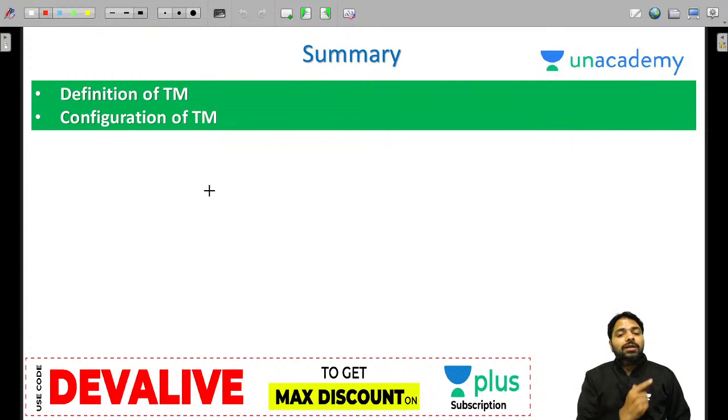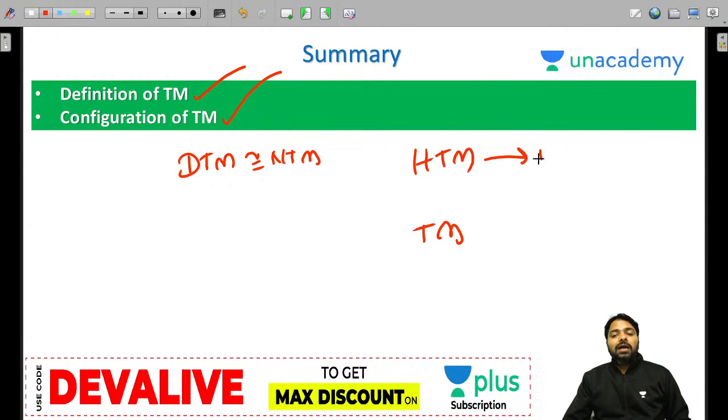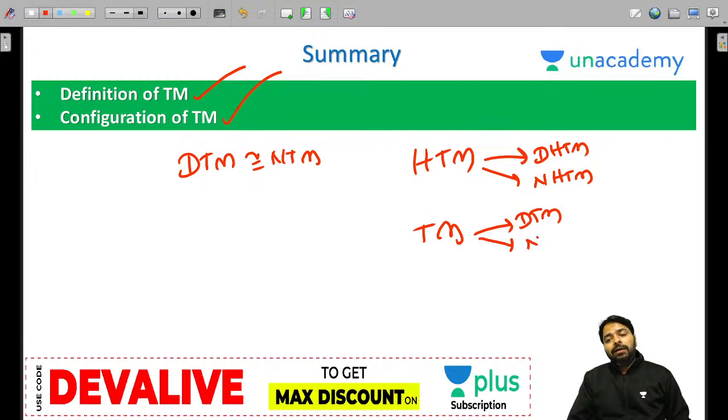So today what we have understood is the definition of Turing machine, that's all, and the configuration of Turing machine we are still trying to understand, because delta is still not over, because DTM and NTM take much time to understand. Some people don't even understand what exactly delta is. So remember that DTM and NTM are equivalent, and when we are talking about HTM and TM, the HTM we can design either deterministic or non-deterministic, that doesn't matter. Remember, they are equivalent.